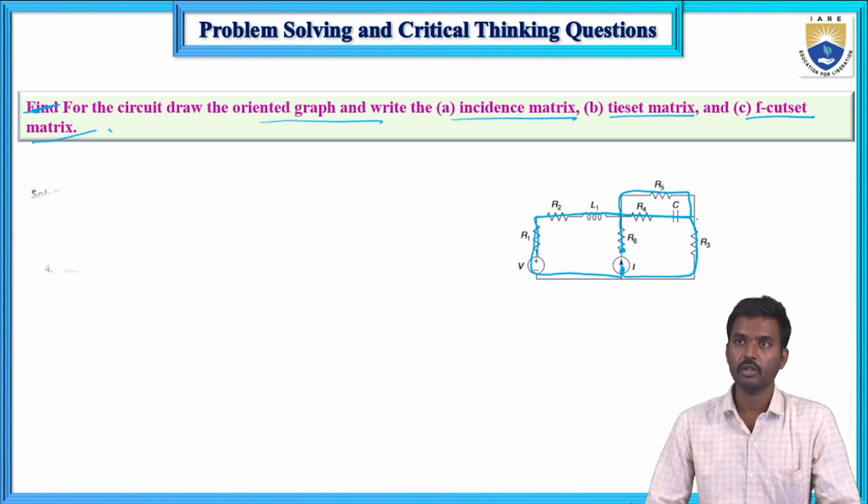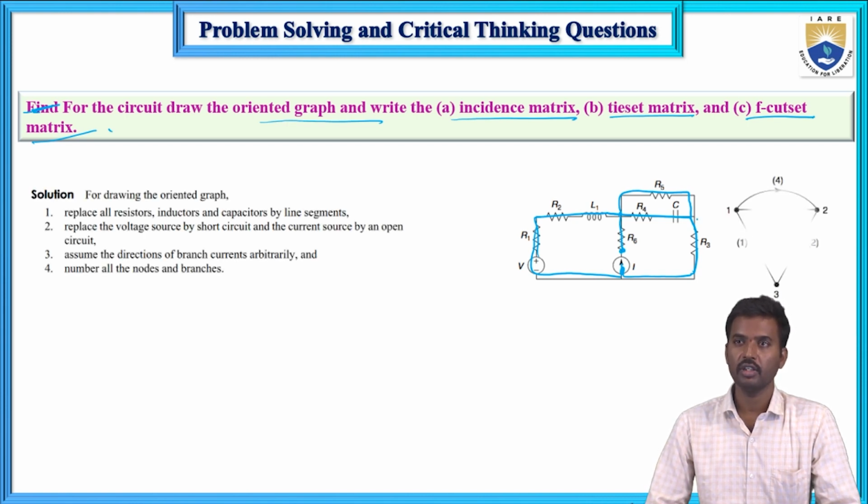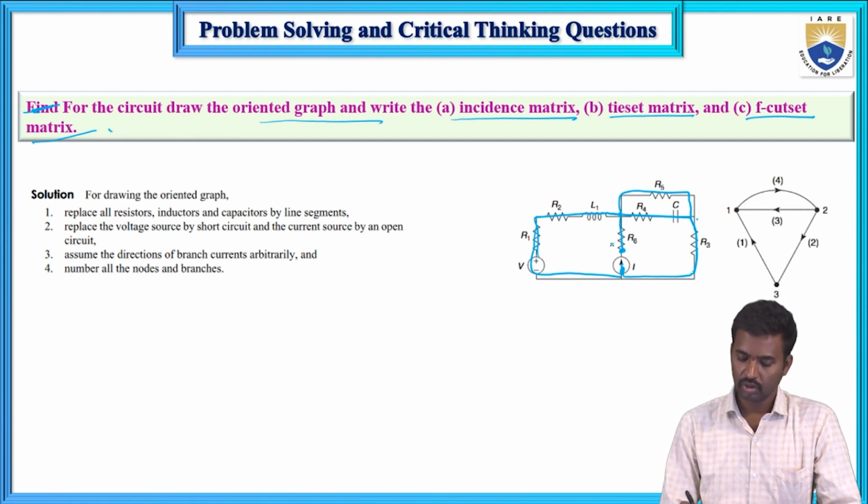Now, that means line segment. So if you draw the graph here, this is the graph. So now here this is open circuit. So now the graph should be like this. So the graph should be like this. This is open circuit. It is redundant. So now here, this is the graph.